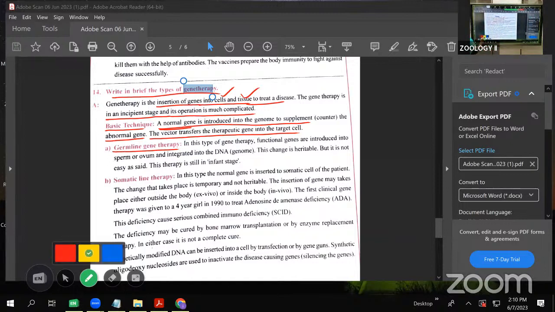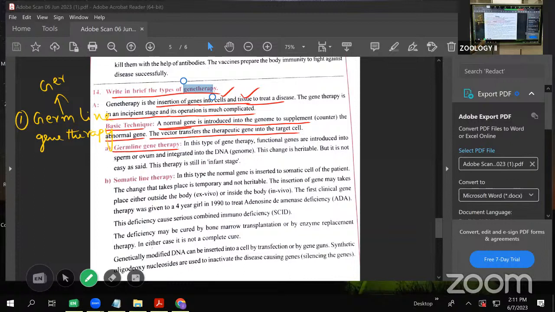See this first. There are two types of gene therapies. The first one is called germline. Gems. We introduce the genes into the gems. That's why we call it germline gene therapy. Germline gene therapy means we are inserting genes into the gems. What are gems? They are the ova or the sperm. Next, the second is called somatic line gene therapy.